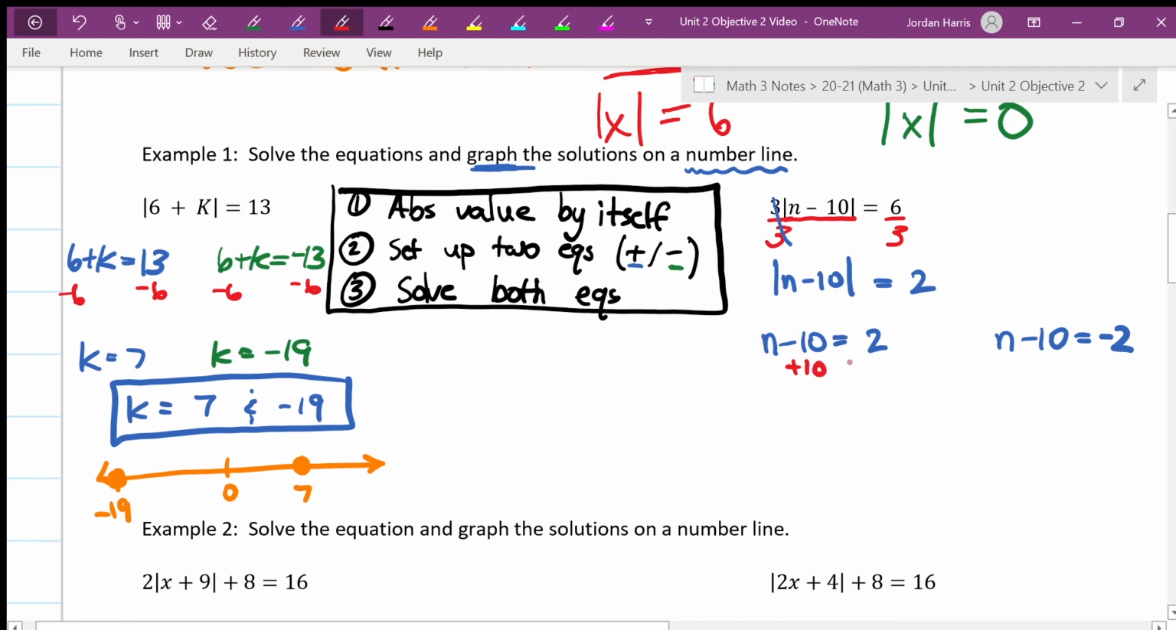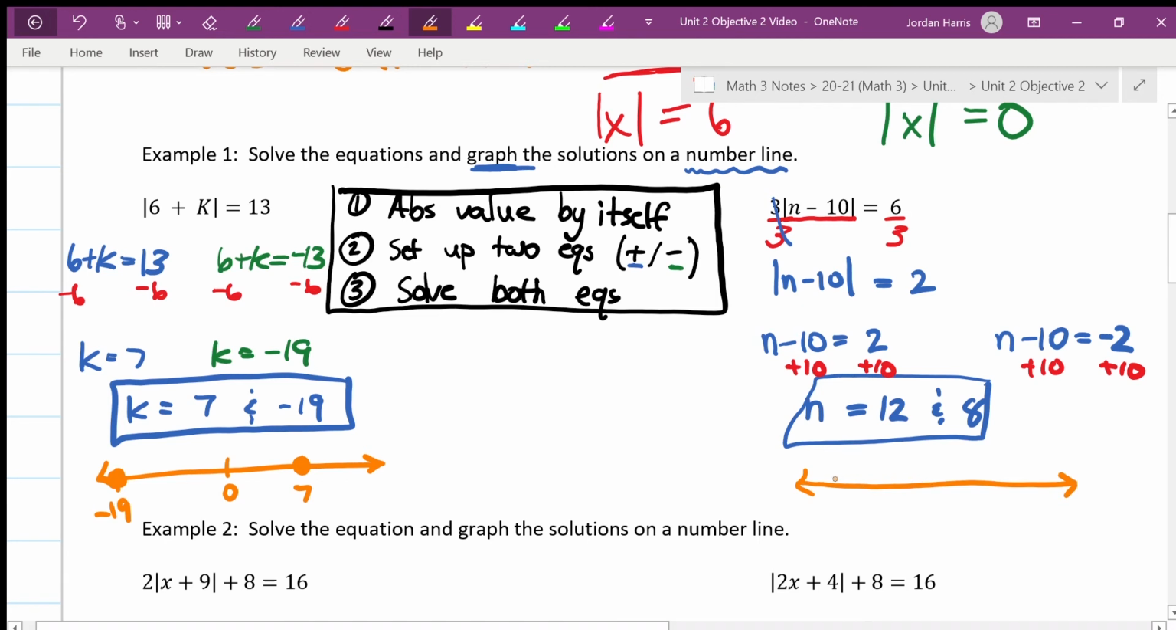So we'll add 10 to both sides. And I get n equals 12. And if I add 10 to both sides, I get n equals 8. If I plug back in, I'd get negative 2, absolute value is 2. Plug back in, I get 2, absolute value is 2. You can always check real quick, and you should know you have the correct answer because you plugged it in and it works. These equations are easy.